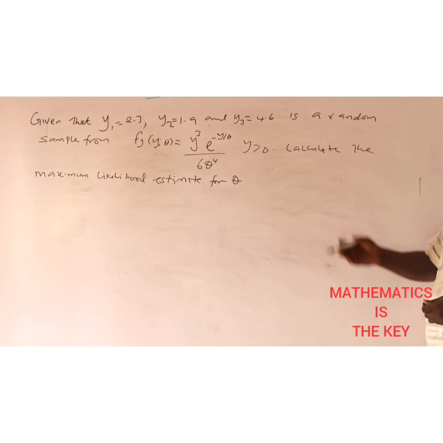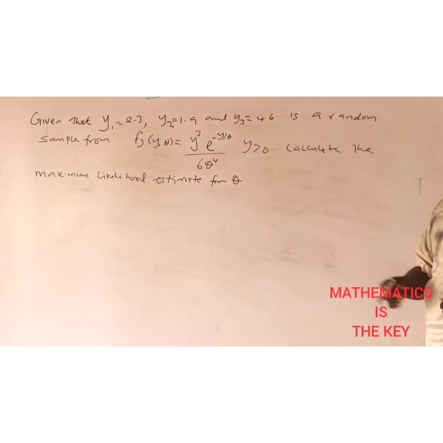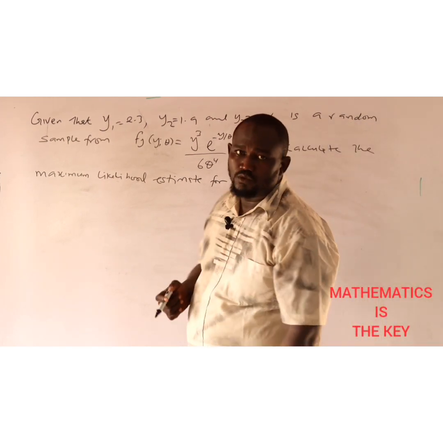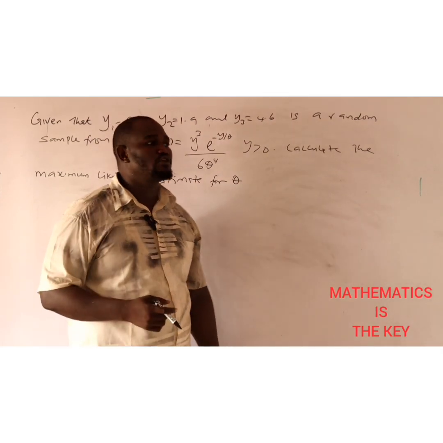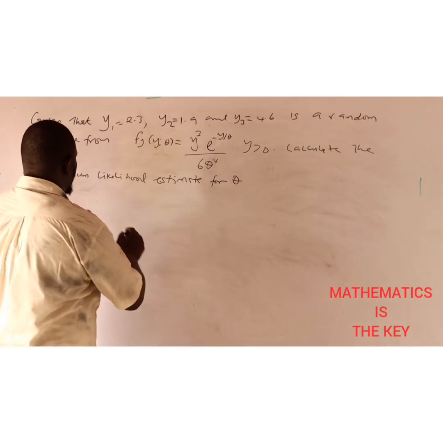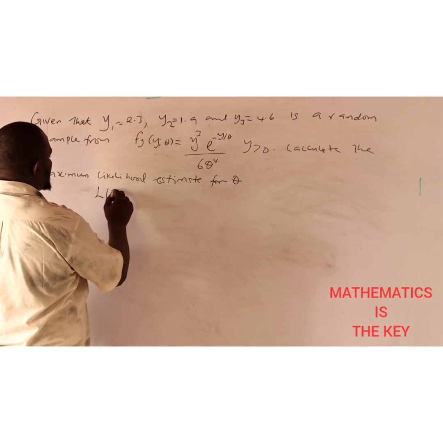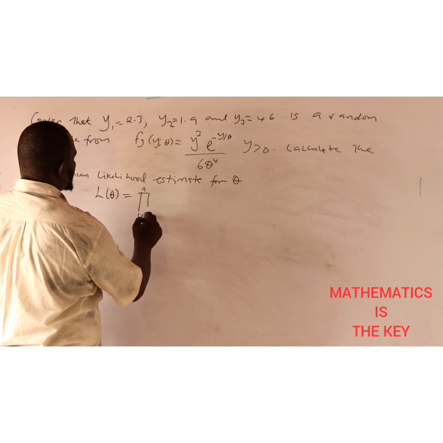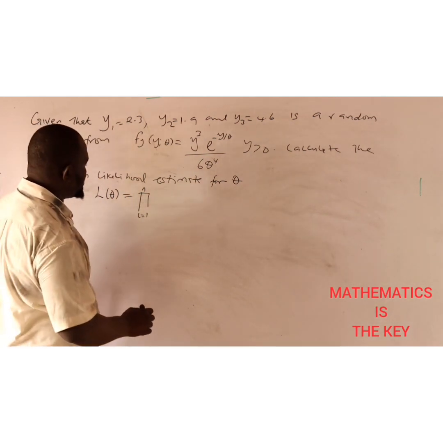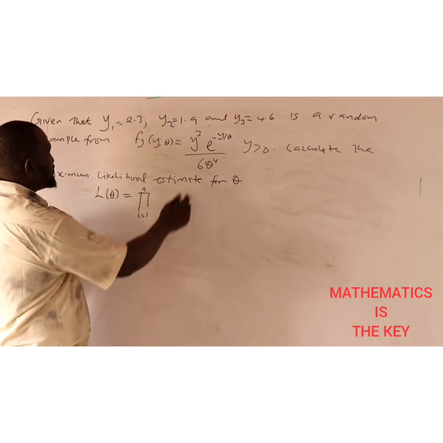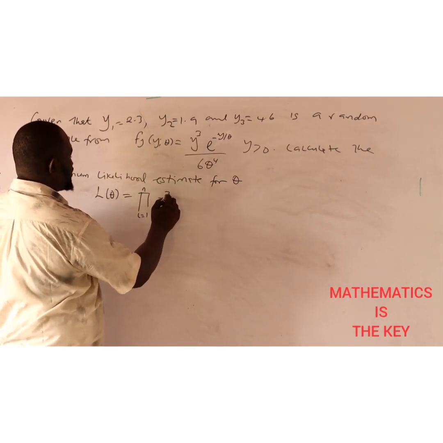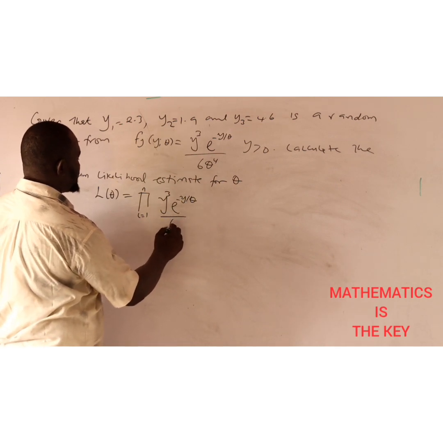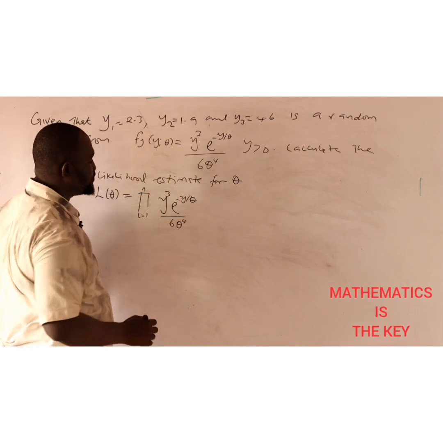In this example, with the given information, we have to calculate the maximum likelihood estimate for theta. So as usual, we will begin by finding the likelihood function of theta. And by definition, the likelihood of theta is given as the product of the function evaluated at different points. So we're going to have the product of the function y cubed exponential of minus y over theta all over 6 theta to the power of 4.